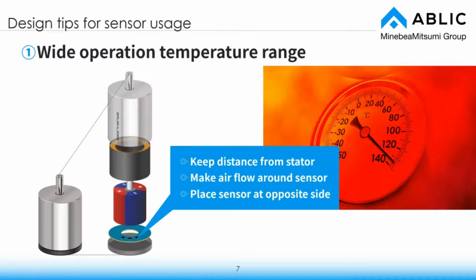The second is to ensure air flow around the sensor. This method is to take advantage of the air flow induced by the rotor by avoiding the installation of high components around the sensor that would impede the air flow.